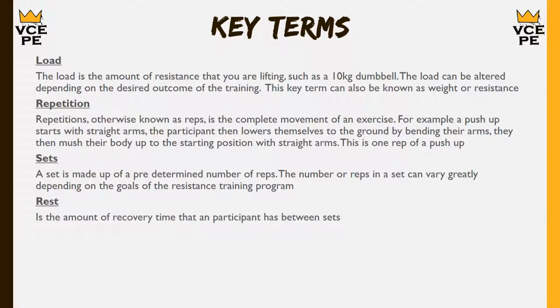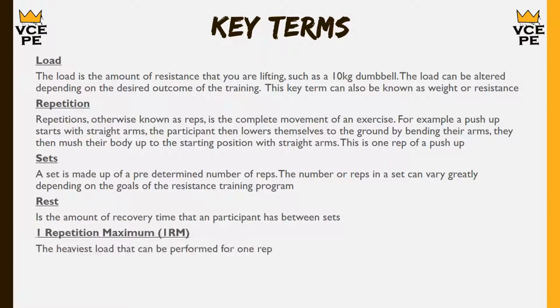So rest is pretty obvious. Rest is a recovery time, and it's the recovery time we have between our sets. 1 repetition maximum, or 1 RM, is the heaviest load that you are able to do in a particular exercise for 1 repetition. Now, this is really important so we can actually work out how much weight we should be lifting during our workouts. And the last one we're going to be looking at is contraction speed, and that's how quickly the muscle is contracting.